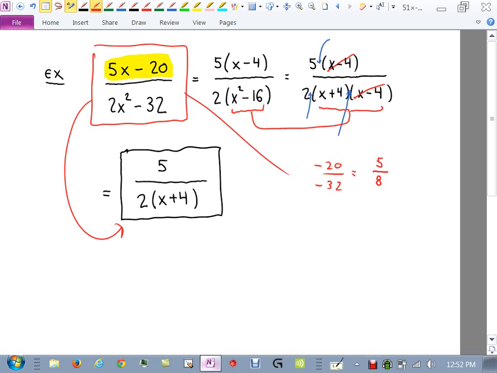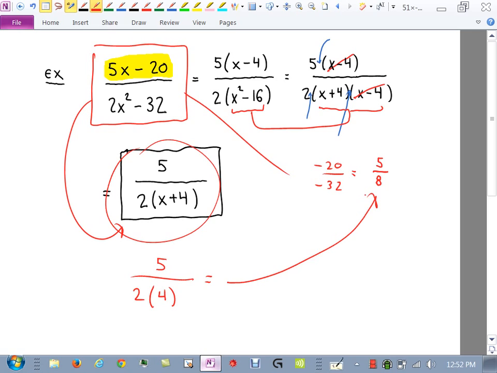Now plug 0 into the bottom one. Plug 0 into this one. What do you get? 5 over 2 times, what's 0 plus 4? 4. What's 2 times 4? 8. And you get 5 over 8. You get the same result, but it's simplified. It's a little cleaner. It's easier to work with, right? Okay, I just wanted to try and convince you that they are the same thing. Even though they look different, they are the same. All right, questions? Next one.